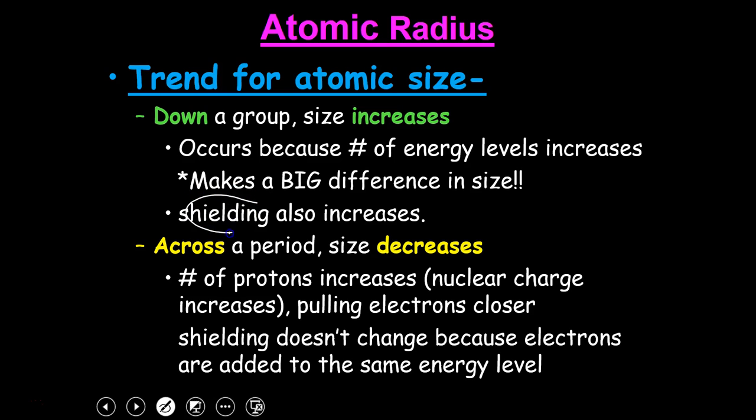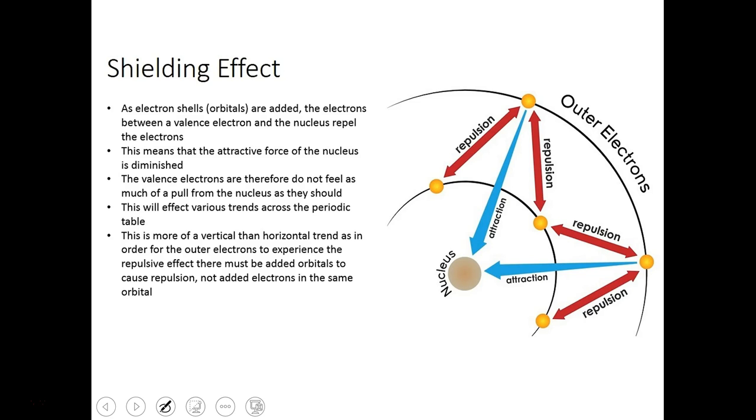So again, as you go down, let me make sure I get it right this time, shielding also makes it get bigger. As you're going across, shielding doesn't really affect it because you're not adding electrons to a new level, so you're not getting that repulsion between the floors. So if you need to look at this a little bit more, hit pause now, stare at the notes there, otherwise I'm moving on.